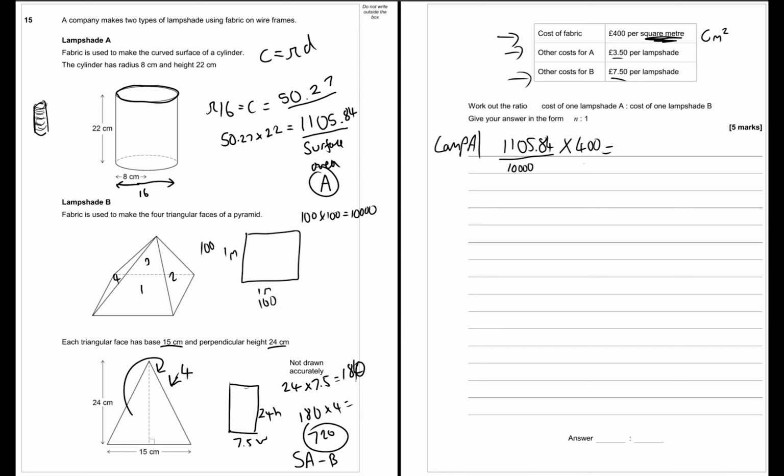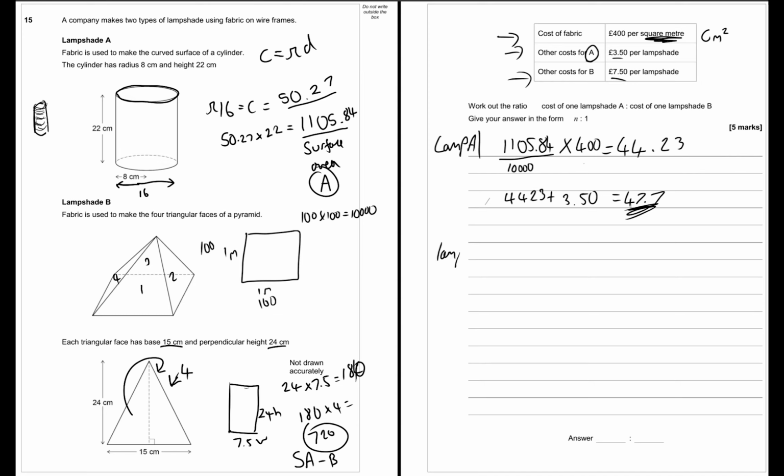So we can do 1105.84 divided by 10,000 times 400 gives you 44.23. And now that's the cost of just the fabric. So now we need to add the other costs for A. So we need to do 44.23 plus £3.50. And that's going to give you 47.7. So that's the total cost of lamp A.